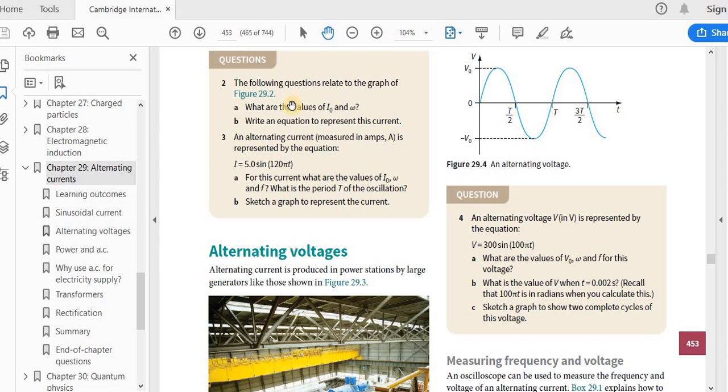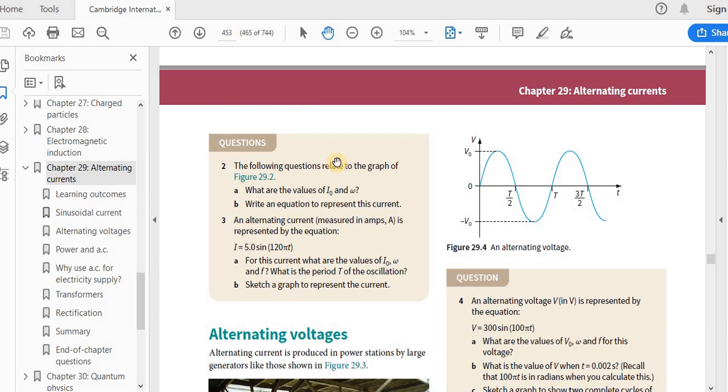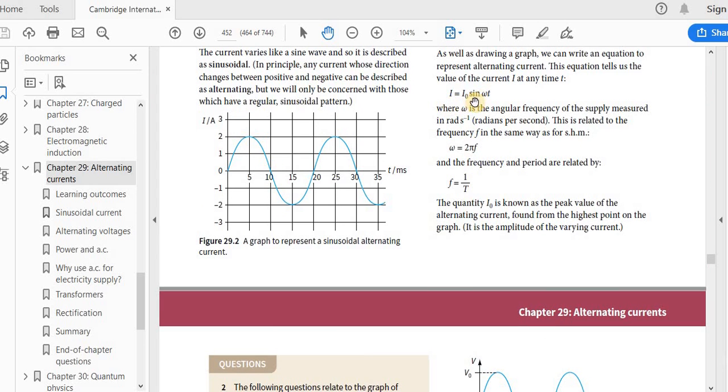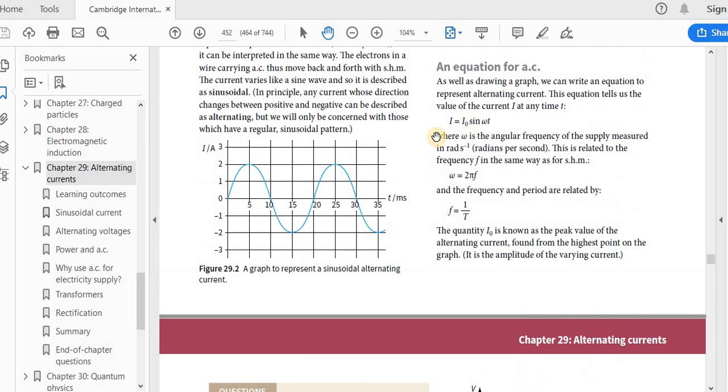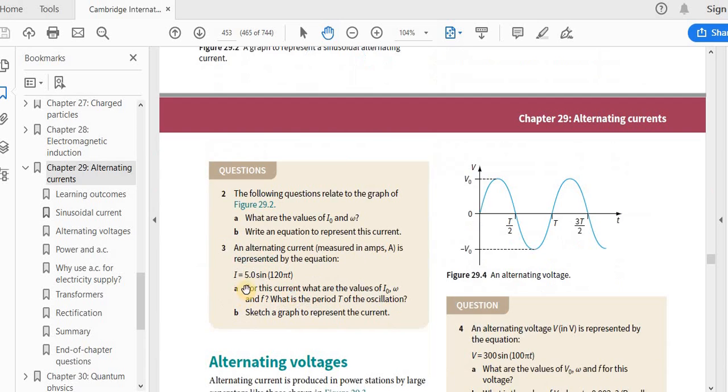Okay, then there are questions to help you understand this better. Make sure you do answer all these questions. Now you can see this equation, just like the equation for simple harmonic motion, we can write it like this. So over here I equals I naught sine omega t. I naught is 5.0. You can see that. Compare this equation with this one. Okay, before the sine you have this. So this is I naught and omega is 120 pi.